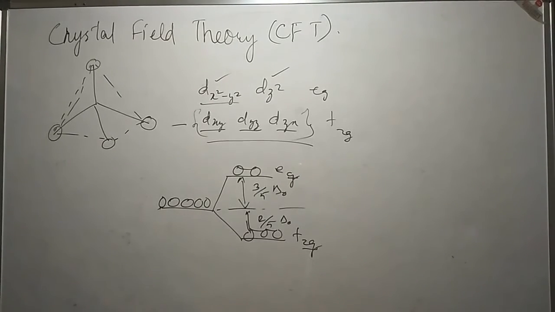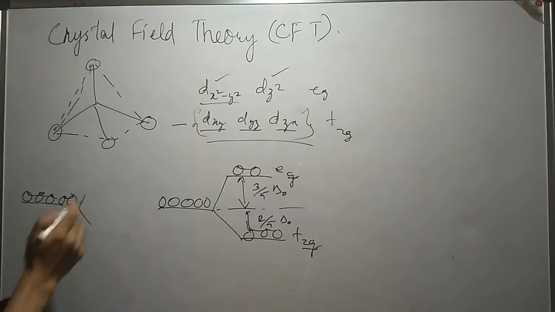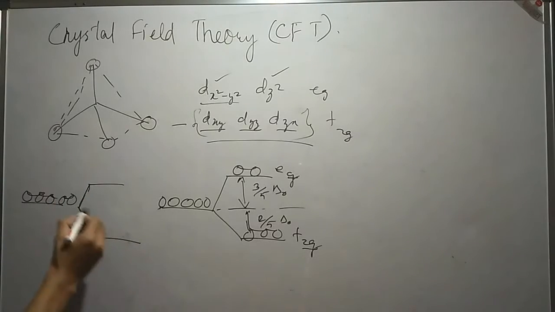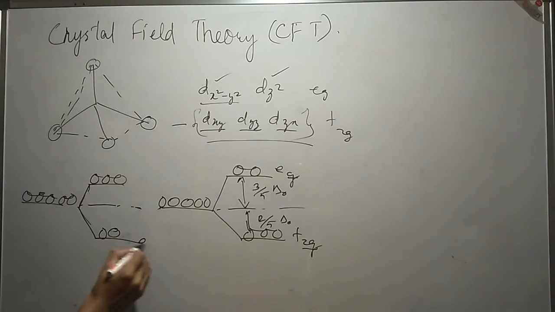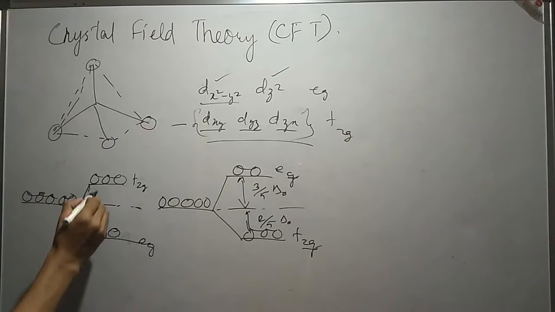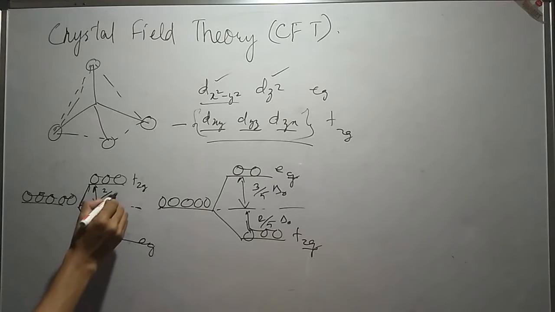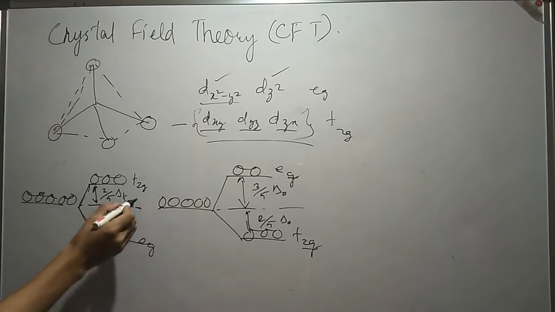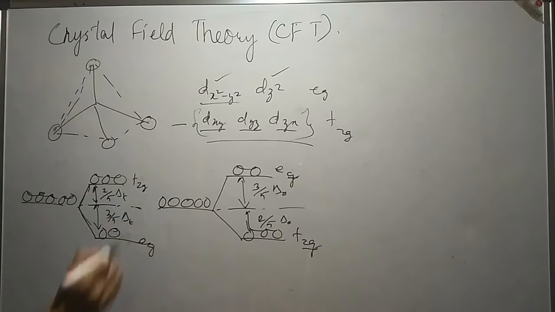Therefore it will be just the opposite of this one, like this. So this is the Eg set and this is the T2g set. The energy of the T2g set will be 2 by 5 delta T, and for tetrahedral we represent it by T. The Eg set will be 3 by 5 delta T. Now the next one.